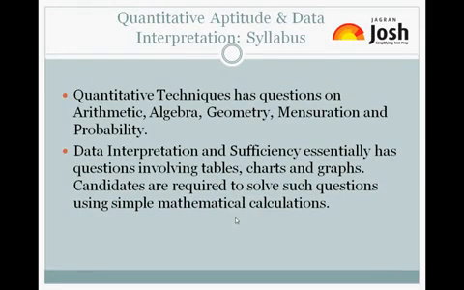We will begin with Quantitative Aptitude and Data Interpretation syllabus, which is taken as one of the toughest sections in the examination. Quantitative techniques has questions on arithmetic, algebra, geometry, mensuration, and probability. Data interpretation and sufficiency essentially has questions involving tables, charts, and graphs. Candidates are required to solve such questions using simple mathematical calculations.